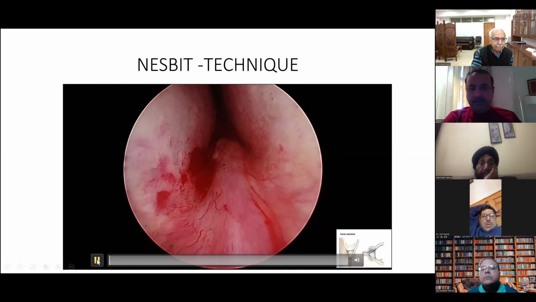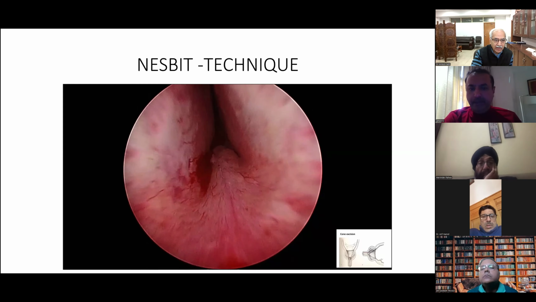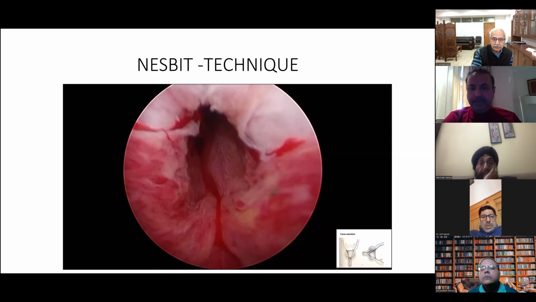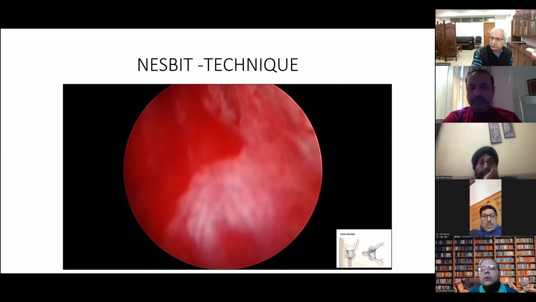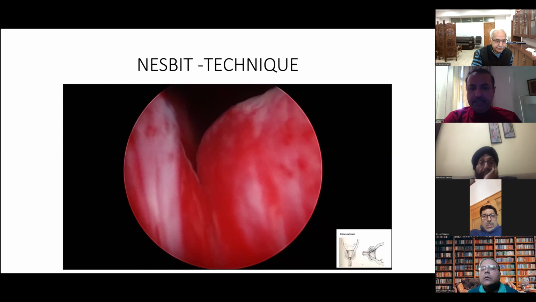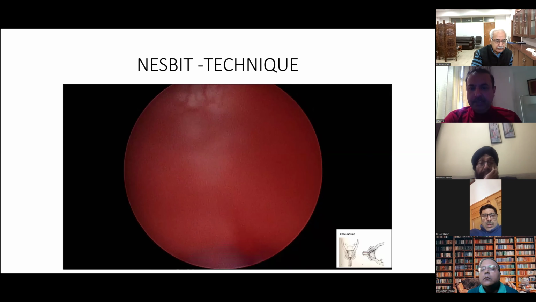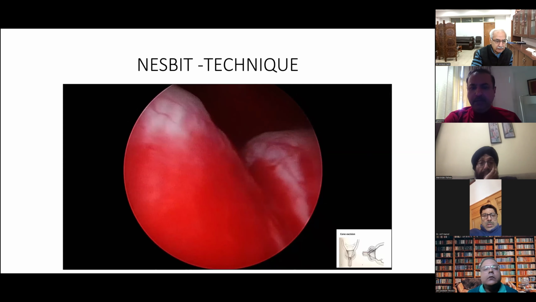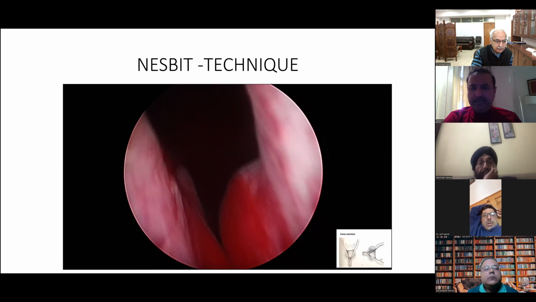Again, I'm doing a urethroscopy prior to starting the resection. This is the sphincteric area. I'm very sure where the verumontanum is. In this case, the prostate is proximal to the verumontanum, not an issue. And there is no median lobe here. There are 2 lateral lobes. This is a good case. This is a very small one, but not much. So this is a very good case to do a Nesbit surgery.